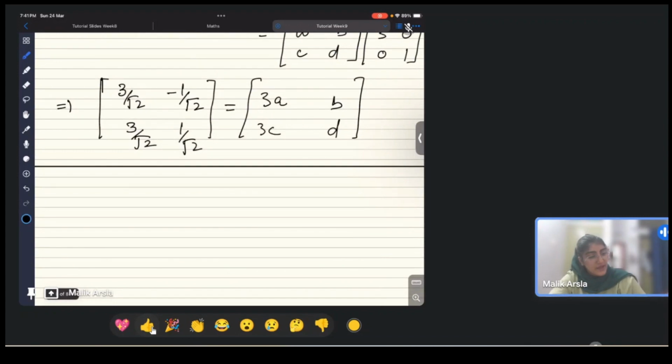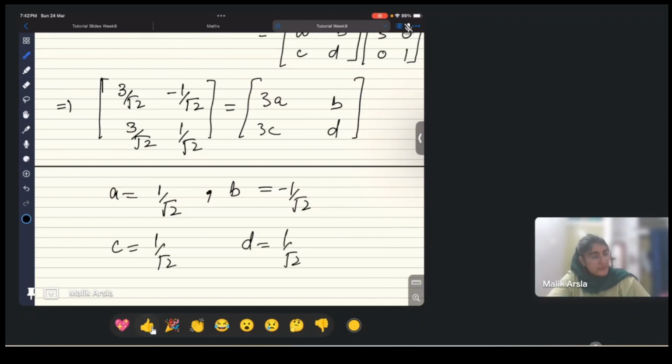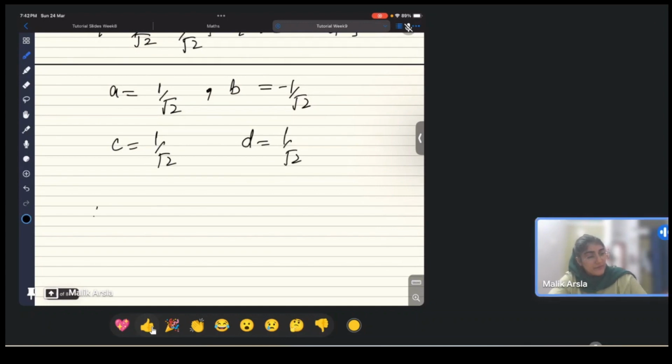So from here A is coming out to be, sorry, A is coming out to be 1 by root 2. You can simply compare the entries. B is coming out to be minus 1 by root 2. C is coming out to be 1 by root 2. And D is coming out to be 1 by root 2. Therefore, our U matrix is going to be 1 by root 2, minus 1 by root 2, 1 by root 2 and 1 by root 2.